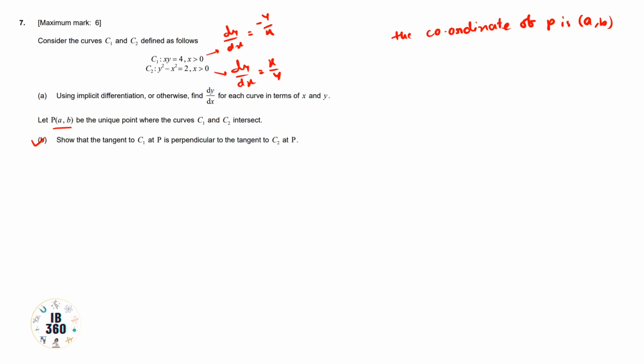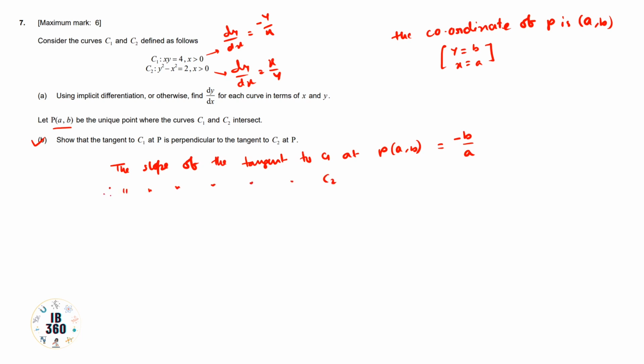Now, so here we can write y equals b and x equals a according to the coordinate rule. Now from this particular principle we can write the slope of the tangent to C1 at P(a, b). As you can see, the slope of C1 was minus y by x, so it will be minus b by a. And in the same way we can write the slope of the tangent to C2 at P(a, b), which is x by y, so it will be a by b.